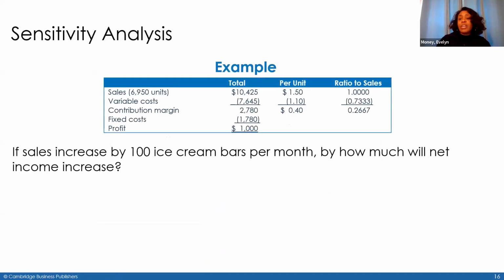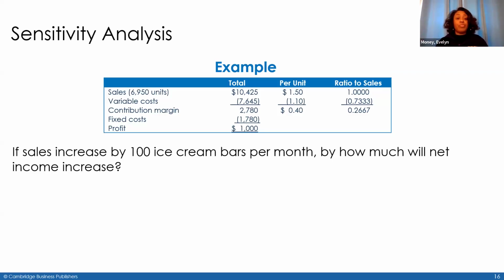Now we can use the contribution margin ratio to help us measure the sensitivity, or how sensitive our profits are, to a change in sales. So if sales happen to increase by 100 ice cream bars, how much will net income increase by? Now we know if we sell 100 additional ice cream bars, I can't just take the sales price and say, oh, that's going to be my increase in profit. No, I'm going to have some additional variable costs.